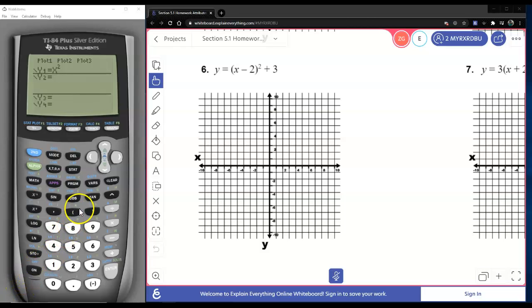What I'm going to do is go ahead and do number 6 now. Go ahead and type in x minus 2 squared plus 3. And you notice I didn't select the parent function, so I'm going to go up there and select it just so you know what's going on. And I'm going to change that to that circle. Then I'm going to graph it.